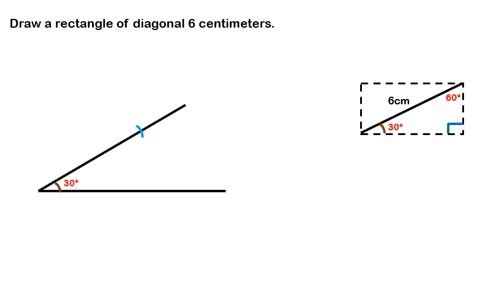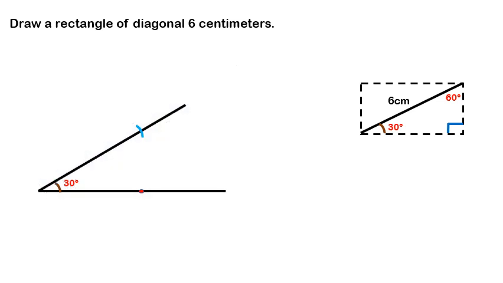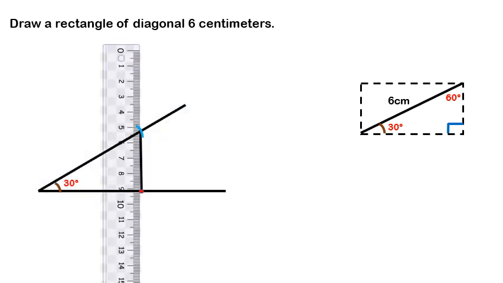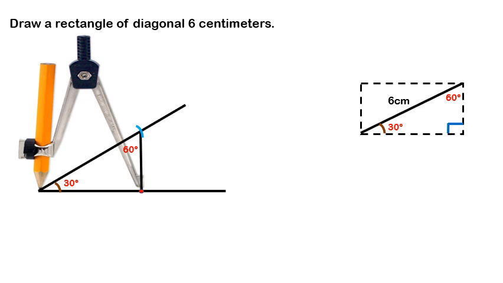For that, let us take the protractor again and mark a 60-degree angle. Then draw a perpendicular line. Now we get two sides of a rectangle. Children, you know opposite sides of a rectangle are equal. So let us use a compass and take the same length to draw the opposite side.